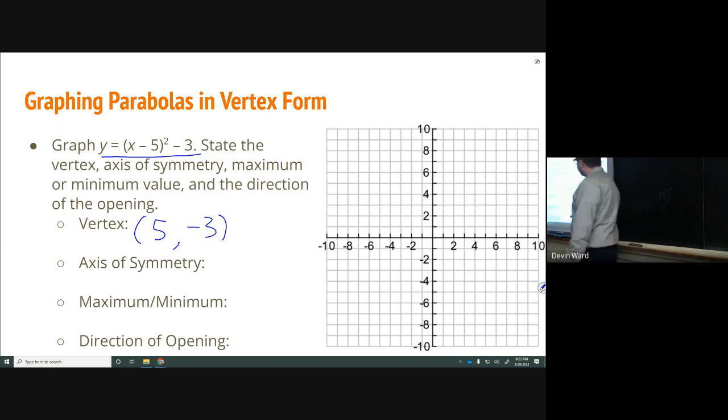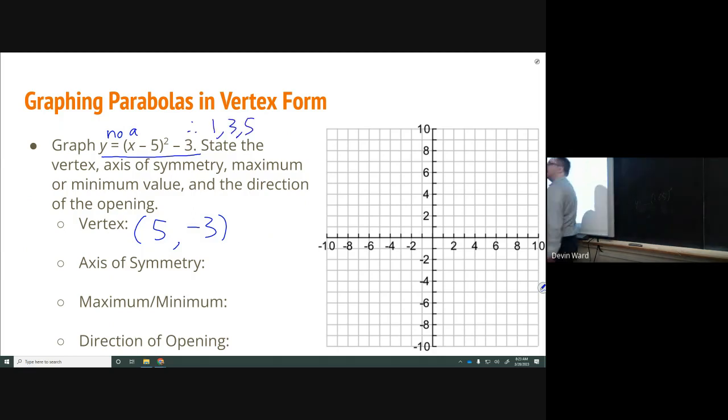The other thing: do I have an a value? Do I have a number at the very front? Nope. There's no a. So therefore, I'm going to go 1, 3, 5. I like to write that just so that it helps me remember how I'm going to plot this. So first thing I want to do is plot the vertex.